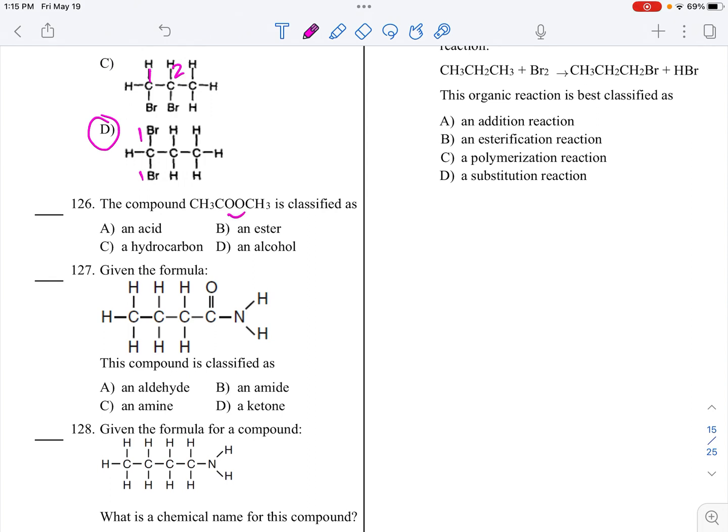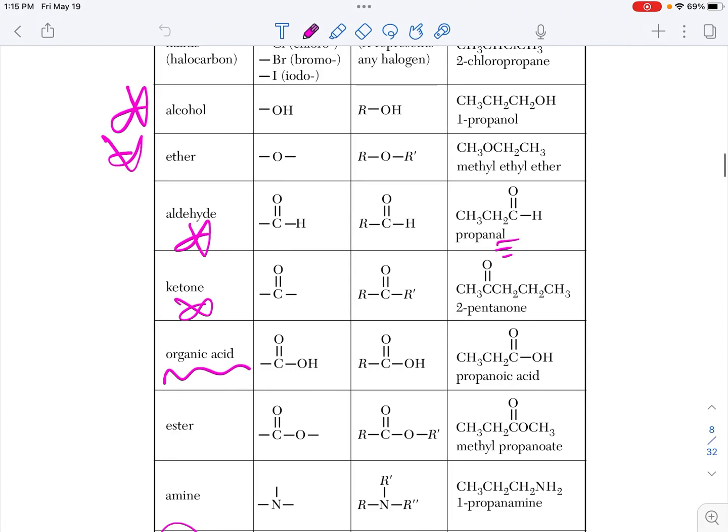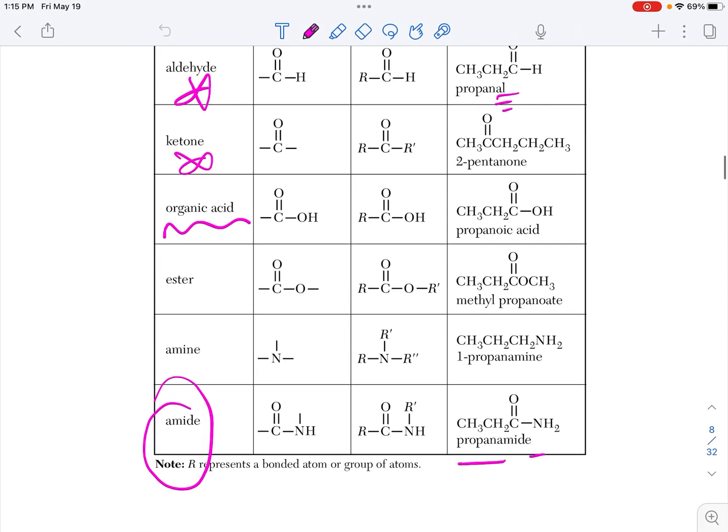There she is. Old Granny Esther's eyes. Looks creepy when you do it that way. CH3, CO, O, CH3. There she is smiling again. Hi, Granny. This is old Granny Esther. C double bonded O to an NH group. Okay, so here it is. It's called an amide.